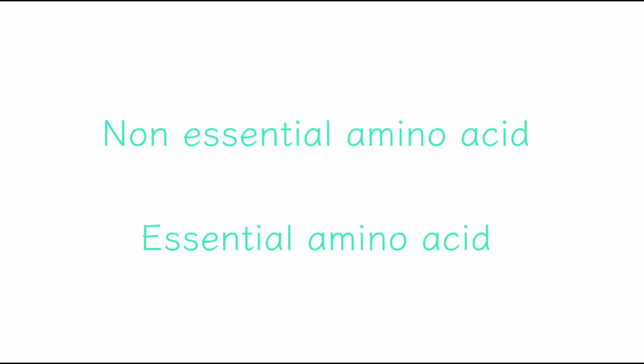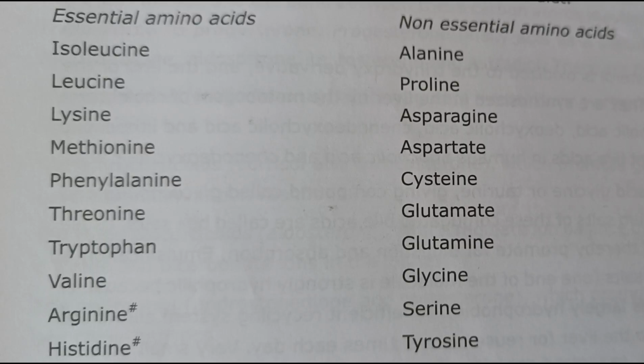So the mammals and other animals can synthesize a subset of amino acids, where we have 12 non-essential and the remaining 8 essential amino acids. So let's name them: isoleucine, leucine, lysine, methionine, phenylalanine, then threonine, tryptophan, valine, arginine and histidine. These are essential amino acids, and non-essential amino acids are alanine. Here alanine is a non-essential one. Then proline, asparagine, aspartate, cysteine, glutamate, glutamine, glycine, serine, threonine. These are the non-essential ones.